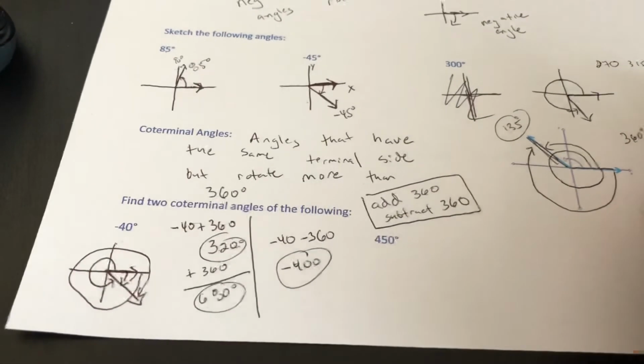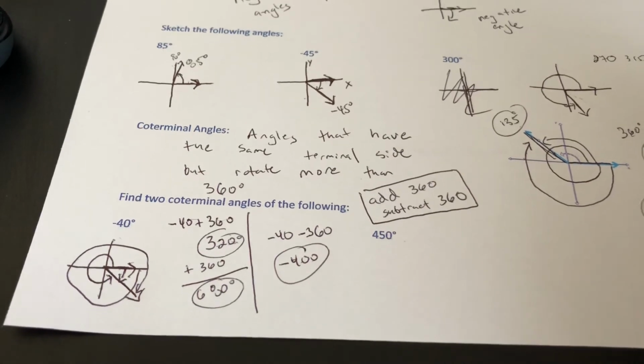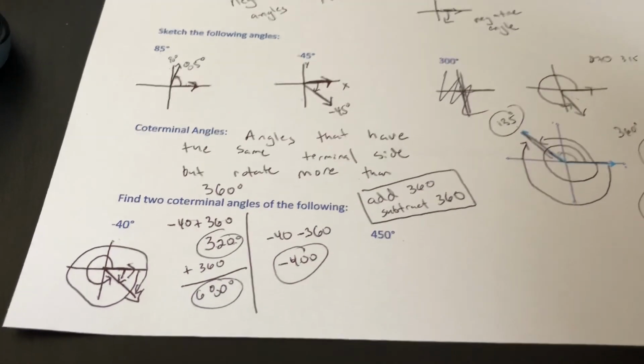All right, so go ahead and pause the video. Go ahead and find two coterminal angles for 450, but find one positive and one negative. Push play when you're ready to start back up again.